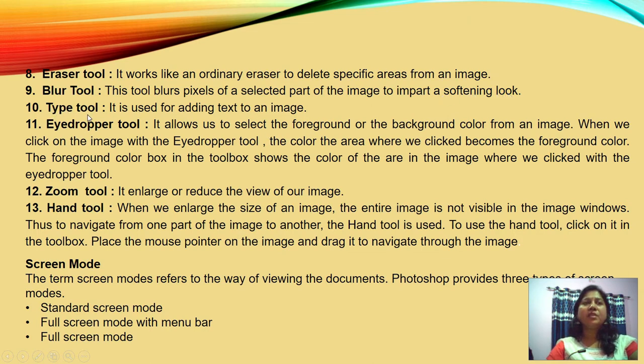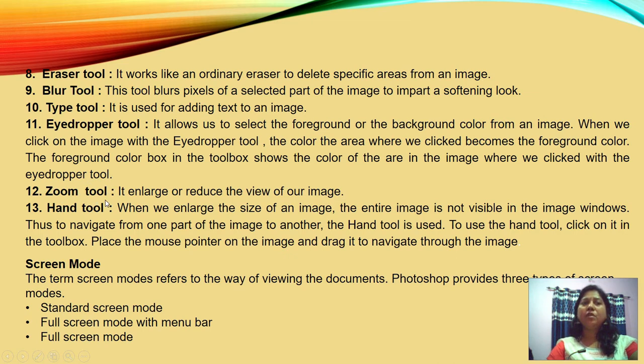Then type tool is there. It is used for adding text to an image. Eyedropper tool. It allows us to select the foreground or the background color from an image. When we click on the image with the eyedropper tool, the color of the area where we clicked becomes the foreground color. The foreground color box in the toolbox shows the color of the area in the image where we clicked with the eyedropper tool.